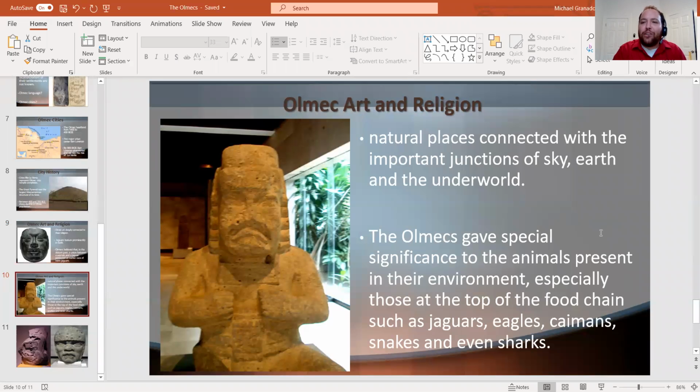Like I said before, natural places feature prominently in Olmec religion, especially mountains, rivers, also the ocean. Mountains we're kind of seeing as this junction between the sky and the earth, and possibly a portal to the underworld. Again, we see this feature prominently in a lot of primal religions, something very similar.